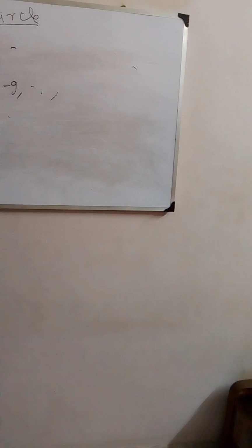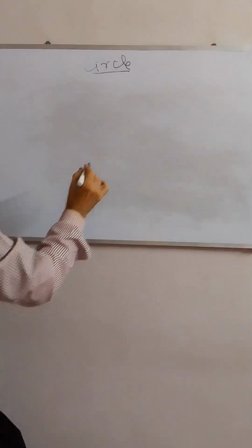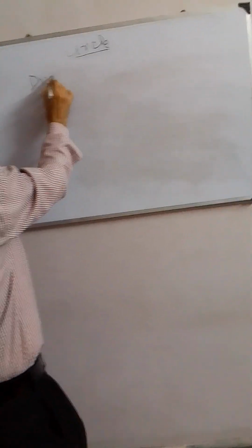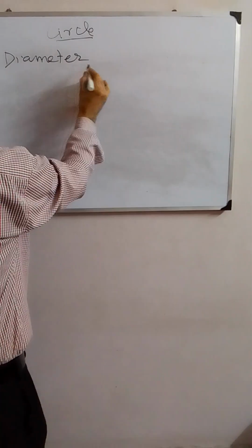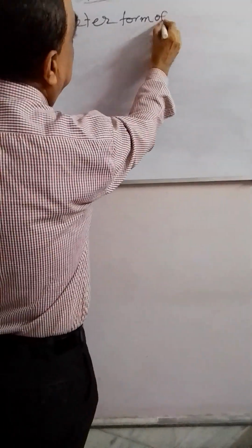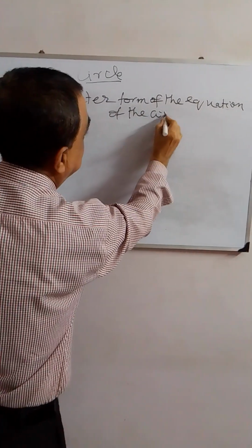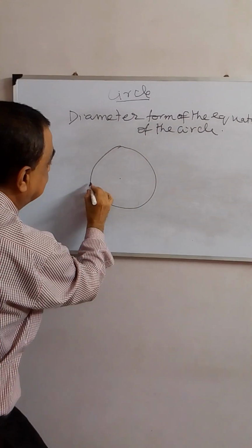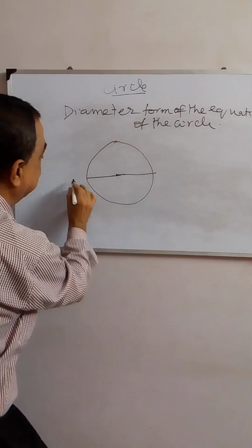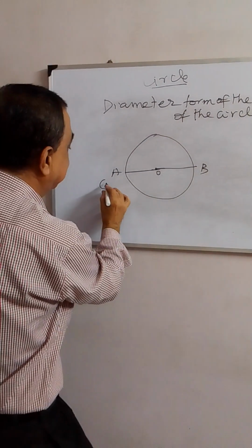Now the next topic. What will be the equation of the circle in the diameter form? The diameter form of the equation of the circle, whose diameter is given. The endpoints of the diameter of the circle are given. Now suppose there is a circle, and here the diameter of the circle is given. Suppose AB is the diameter of the circle. So the endpoints A and B are given.